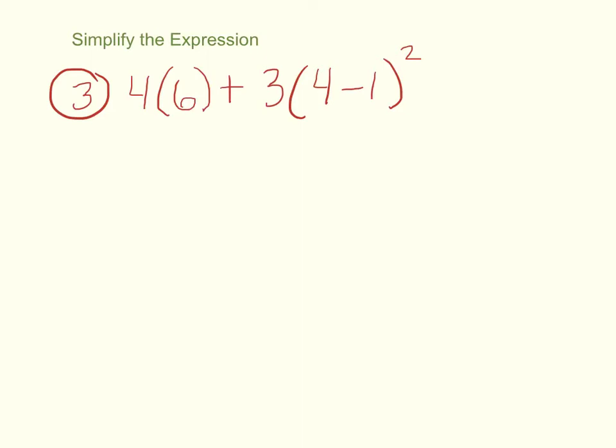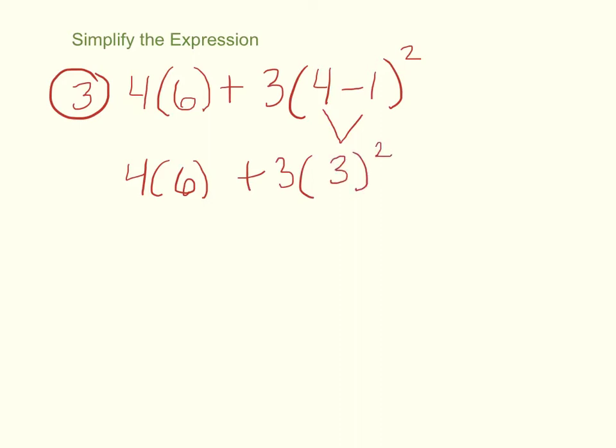Simplify the expression 4 times (6) plus 3 times (4 minus 1) to the second. Now, if you read all that, it seems very confusing. So we're going to start with parentheses. So in the first set of parentheses, all there is a 6. So there's nothing for us to do. In the second set of parentheses, however, you have 4 minus 1. Okay, so we have 4 times 6 plus 3 times, now 4 minus 1 is 3, and you leave that exponent up there.